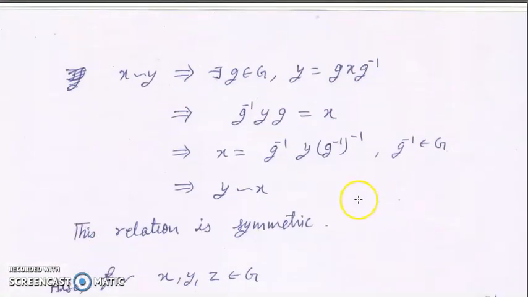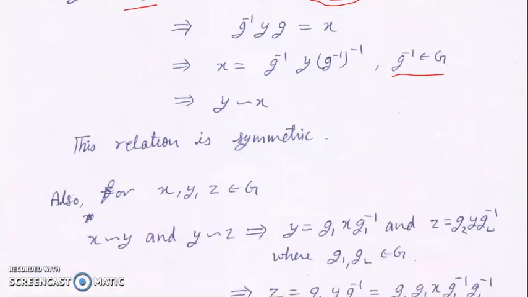Suppose X, Y are two elements of the group G and X is related to Y. It means that Y is conjugate of X, so Y can be written as gxg inverse for some g in G. So we can take this g this side and this g this side. So X can be written as g inverse Y g, which is g inverse Y (g inverse) inverse, where g inverse is an element of G. So it simply means that X is a conjugate of Y, so Y is related to X. So this relation is symmetric. So whenever X is related to Y, Y is also related to X.